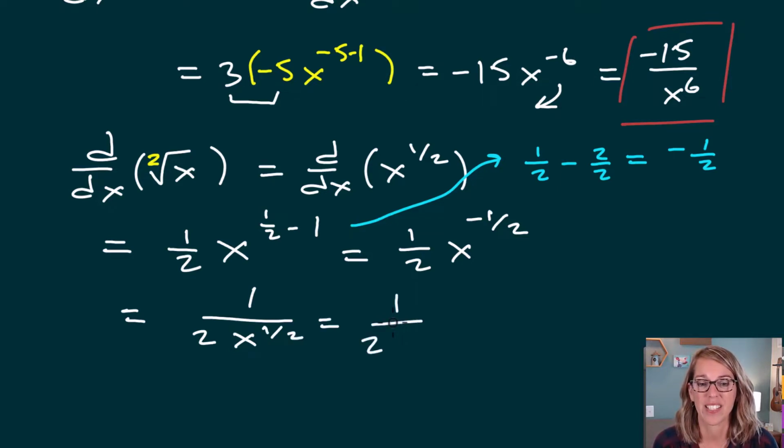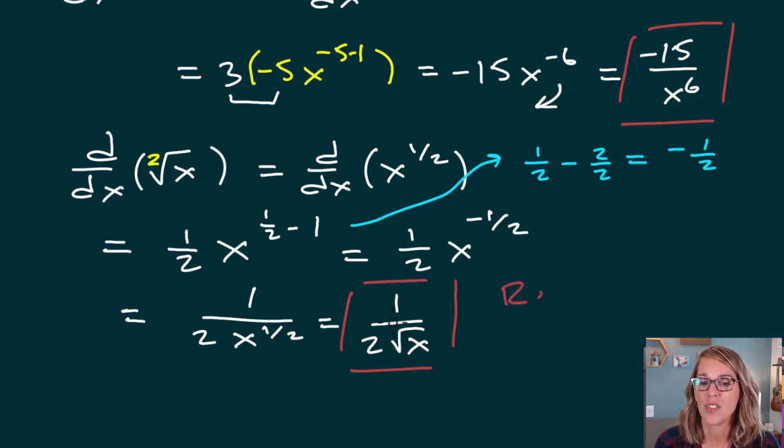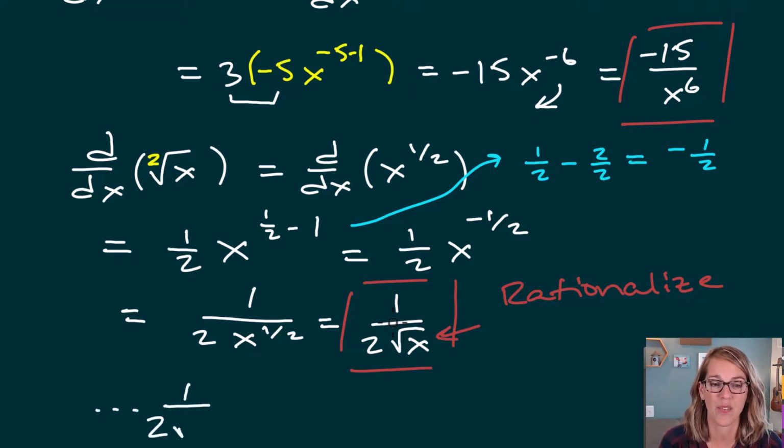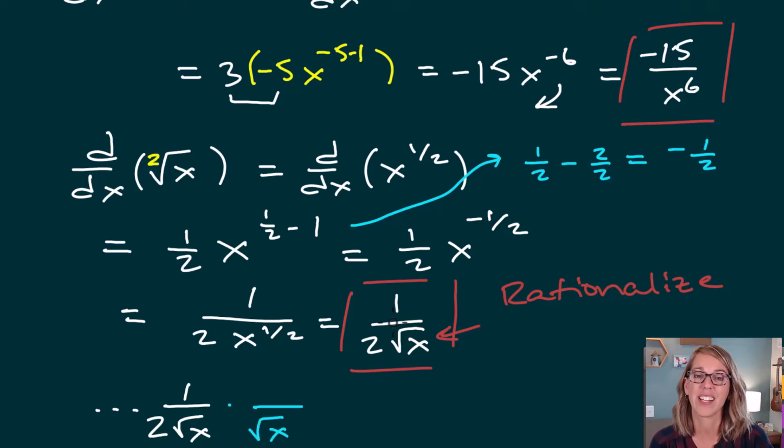Now, I really want to have the same form as my original problem, so I'm going to write this as 1 over 2 radical x. Now, this might be the answer, but you might also need to rationalize. To rationalize this, I need to get the square root out of the denominator. So if I need to do one more step and rationalize this, I'm going to write this as 1 over 2 radical x. To rationalize this, I need to multiply by another radical x. That's going to give me a radical x squared, and I can cancel my square root.